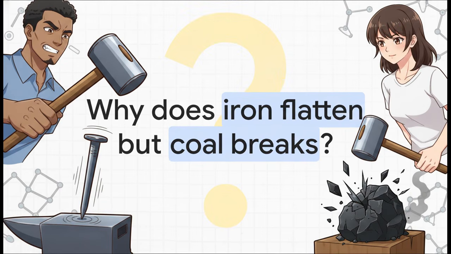So let's kick things off with a really simple situation. Picture this. You've got a heavy hammer in your hand. You place a tough iron nail on a table and just whack it as hard as you can. Then you do the exact same thing to a piece of coal. What happens? And more importantly, why do these two materials react so incredibly differently to the exact same force?